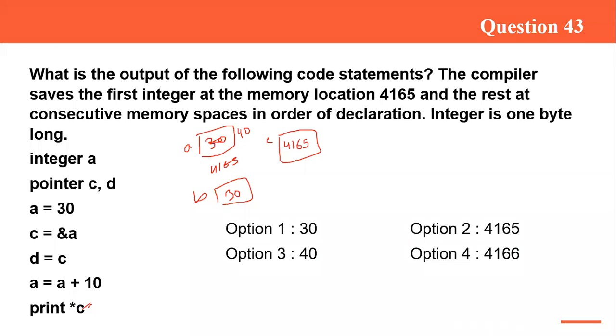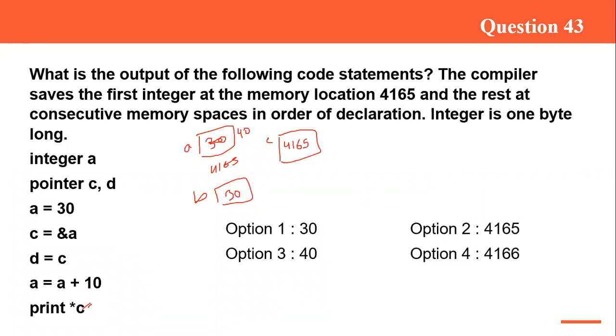In this slide, you are asked, if you print C, if I print C, it is 4165, because C is storing 4165, right? 4165 is the address. Okay, question number 33. Okay, got it. I'll remind. I'll discuss. No problem. I'll discuss that. Don't worry.